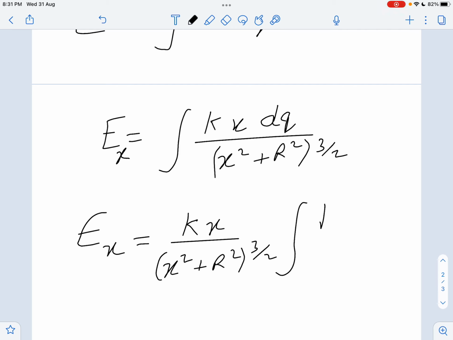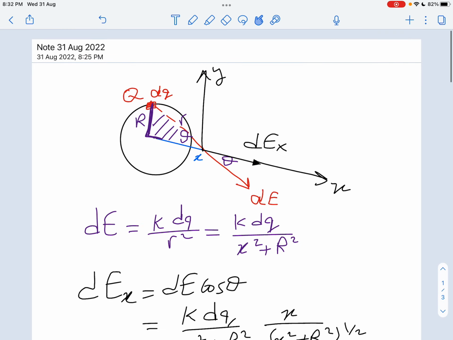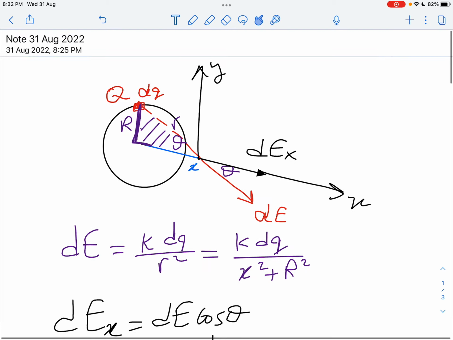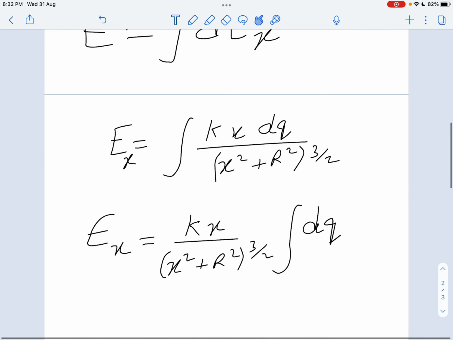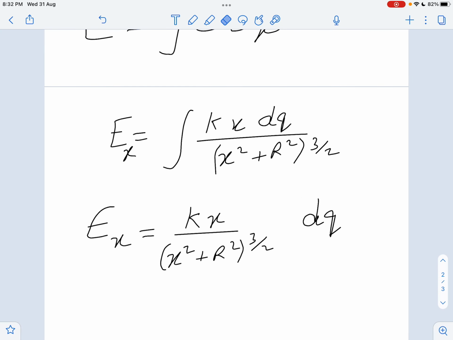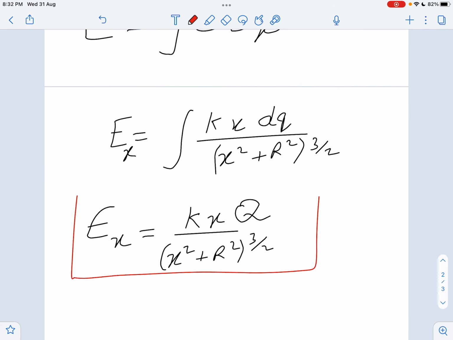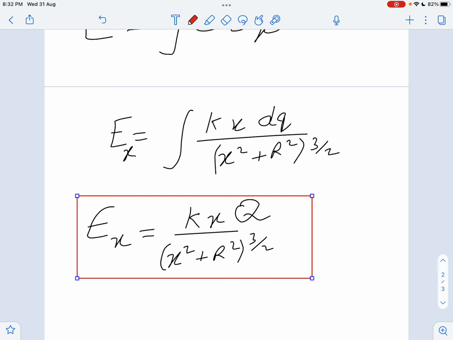Now what's the integral of dq? You are adding all of those small infinitesimal charges along the whole ring. So you will get the total charge. When you add all the dq's, you will get the total charge Q. So instead of the integral of dq, I can write capital Q. And that's the magnitude of the electric field on the axis of a charged ring. Thank you for watching.